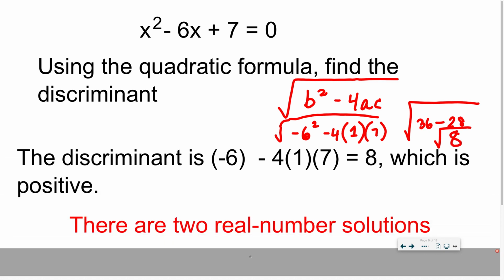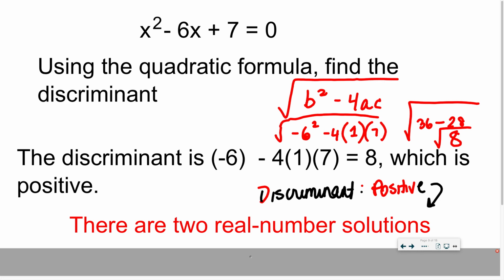So here, our discriminant is a positive number. If after calculating my discriminant is a positive number, there are two real number solutions to my quadratic. So the discriminant being positive results in two real number solutions to my quadratic. You write that down.